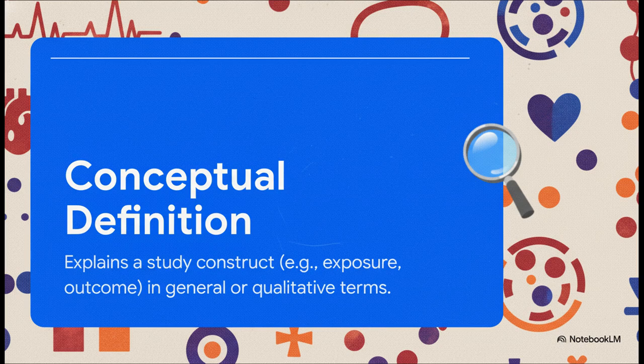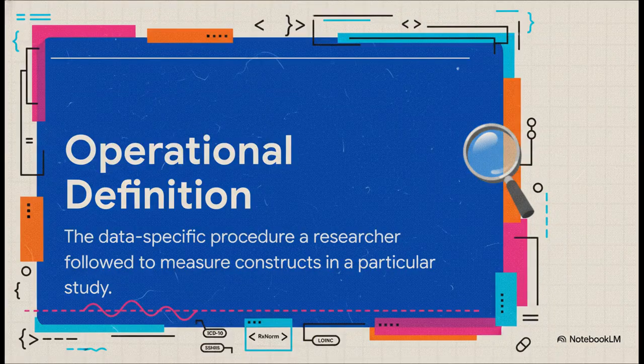This is the what. It's what you want to measure based on clinical reality. For instance, think of myocardial infarction as a cardiologist would understand it. And then you have the operational definition. This is the how. It's how you're going to actually measure that concept using the specific codes and fields you have in your database. It's the practical algorithm that tries to translate that clinical concept into something a computer can find. And let me tell you, the gap between these two definitions, that's where a lot of errors can creep in.